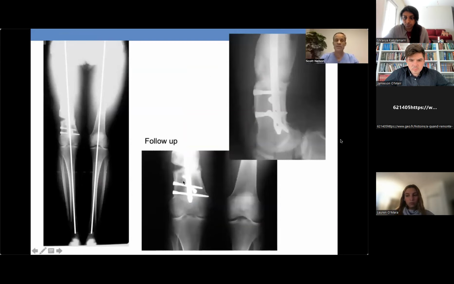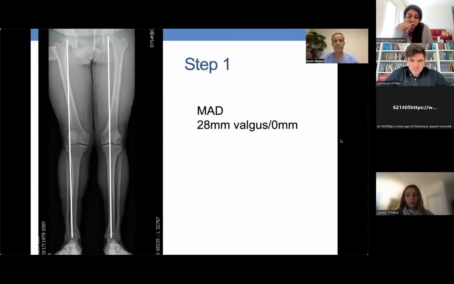Still with some radiolucency on the lateral side, but there was enough consolidation on the medial, anterior, and posterior aspects that the bone was very strong. The patient was asymptomatic.